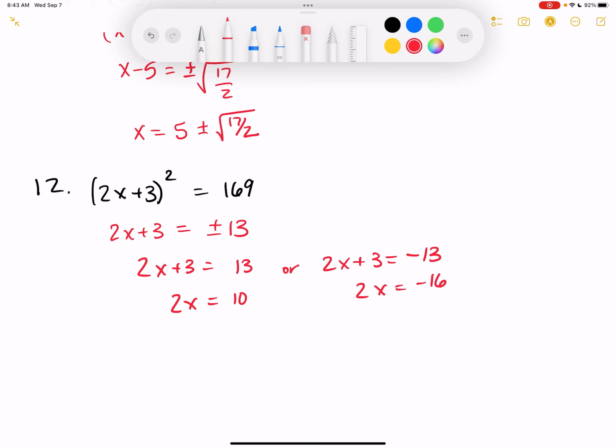Now what? Divide by 2. X equals 5 or X equals negative 8.